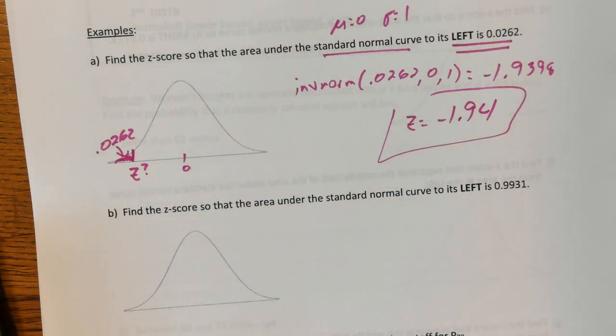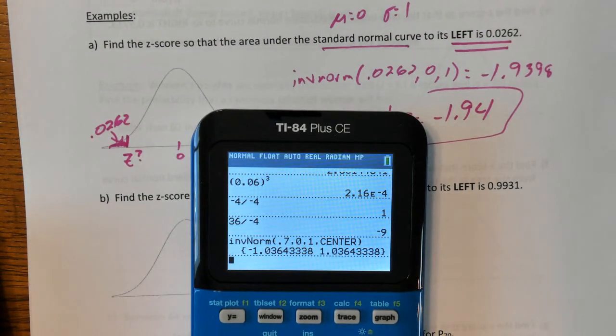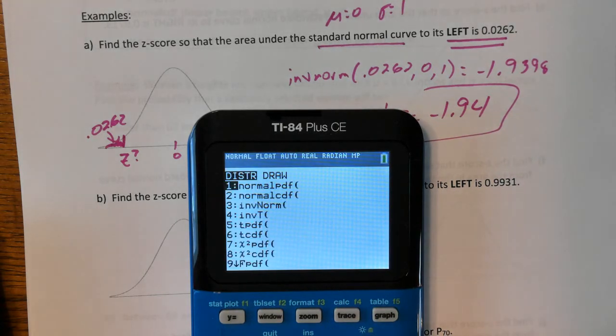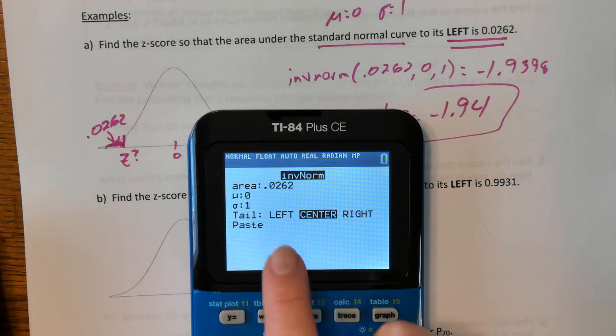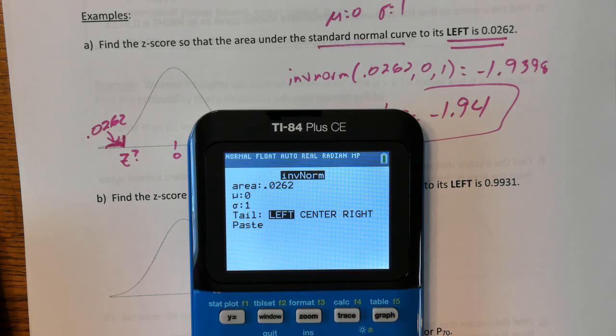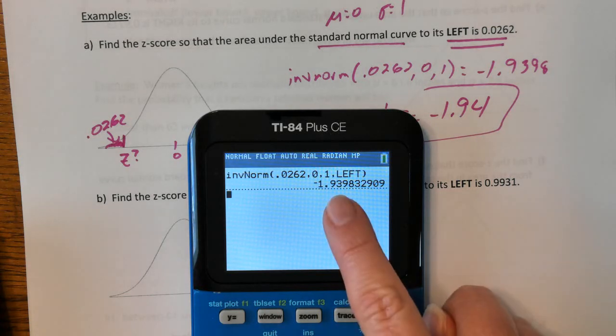Now, a few of you may have a newer calculator that does that a little bit differently. When you hit second vars and you pick inverse norm and you tell it that your area is 0.0262, it asks you to say whether the area you're looking for is on the left edge, the right edge, or in the center. So in this case, I would hit left, okay? And I get the same answer, okay?